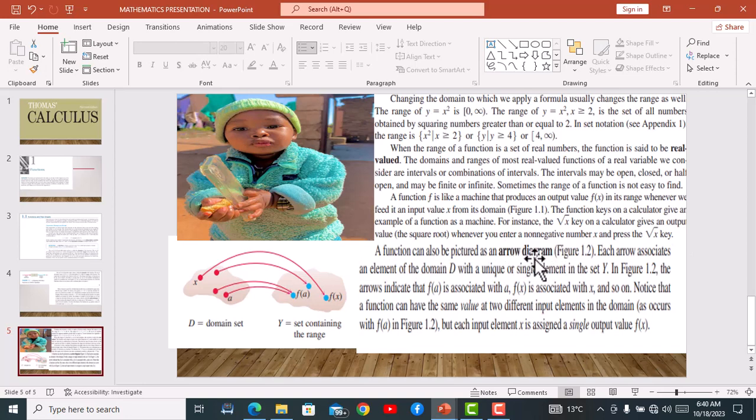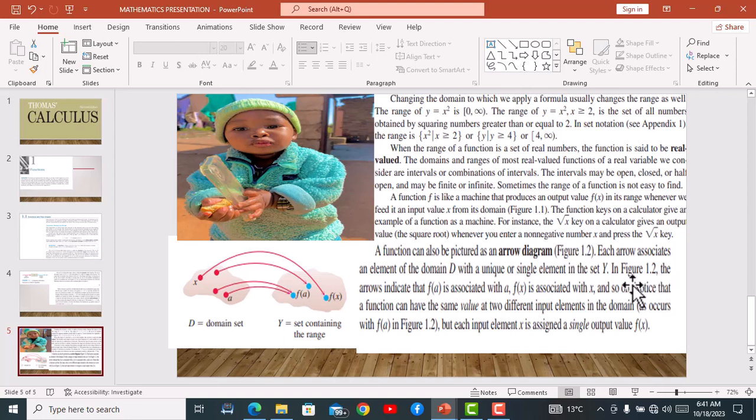A function can also be pictured as an arrow diagram, and this is the diagram that we have here. Each arrow associates an element of the domain with a unique, single element in the set of the range. Okay, I will be back.